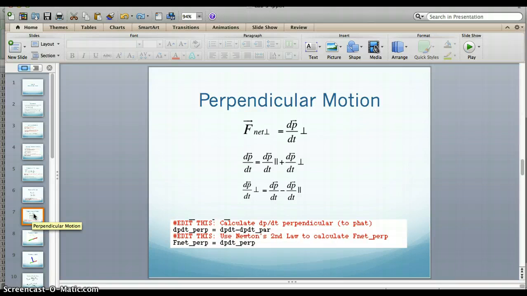So next we'll examine the perpendicular direction, and similarly the sum of the forces in the perpendicular direction will equal the change in momentum over time in the perpendicular direction. Since, as we stated earlier, the change in the total momentum over time is just equal to the sum of its components, we can take that, and as we see in the computer code, dp dt perpendicular will equal dp dt minus the parallel component.